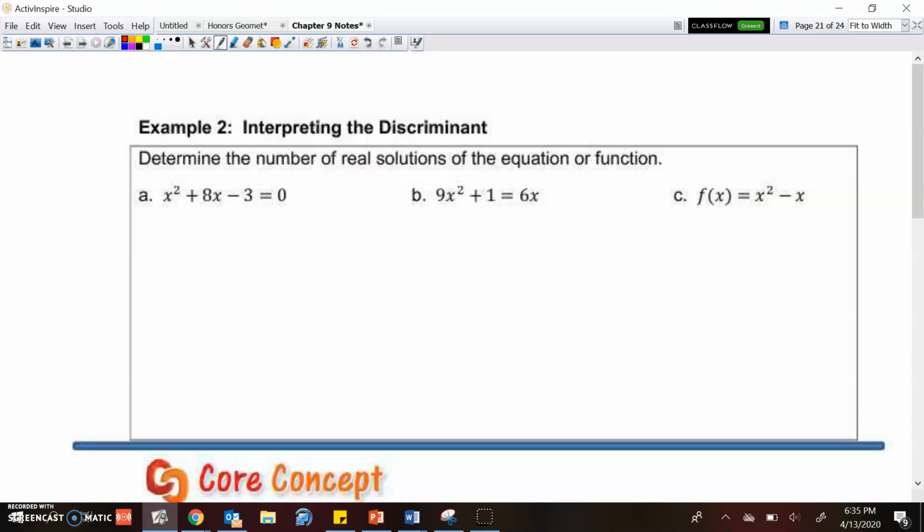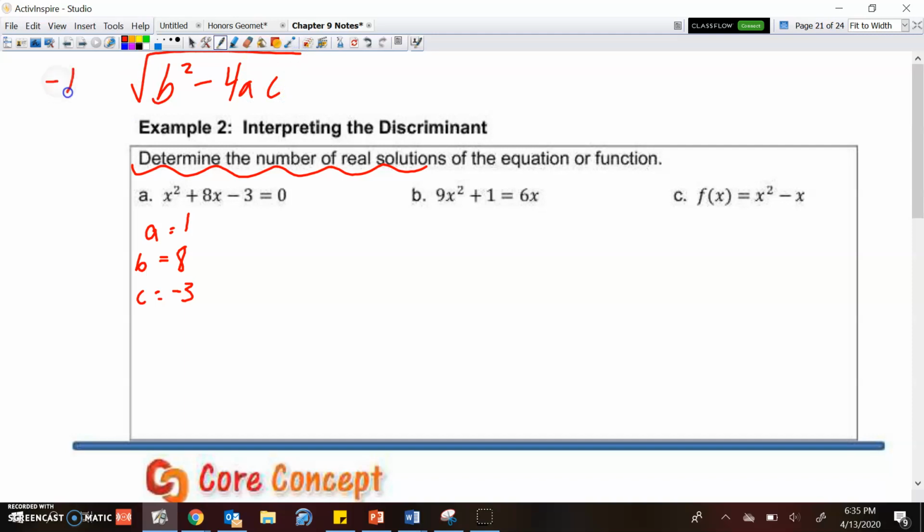We're going to approach it the same way though. All right, I'm going to look here and I'm going to do my A, B, and C. A is 1, B is 8, C is -3. Now all I need to do, because all I'm doing is determining the number, not what they actually are, I'm thinking about the discriminant, the number underneath the radical. Remember it was -b plus or minus the square root of b squared minus 4ac over 2a. This is what the original thing is, but I only need to focus on this here, okay?